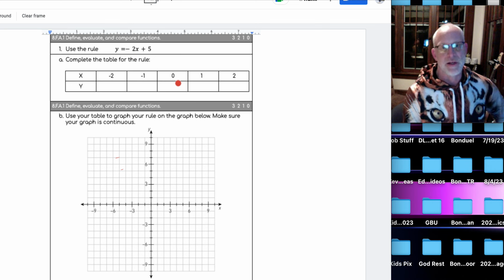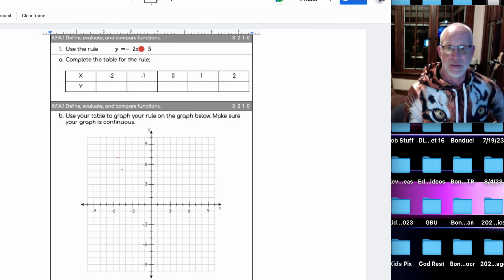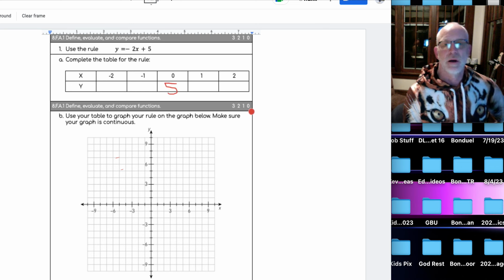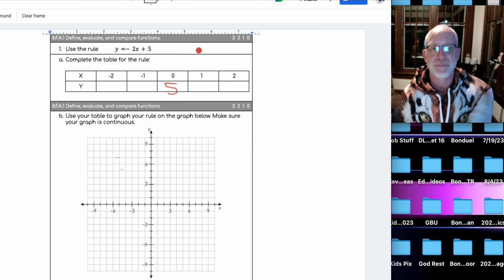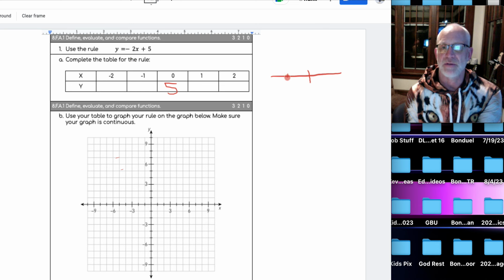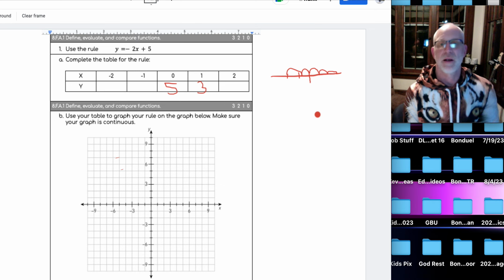I always start with 0. That seems to be the easiest. I'm going to say negative 2 times 0 is 0 plus 5 is 5. All right. Next one, I'm going to go to 1. I'm going to say negative 2 times 1 is negative 2, or 2 doubled is 2. Change the sign is negative 2. And then negative 2, think of a number line. Start at negative 2, right? And then add 5, 1, 2, 3, 4, 5. We're at positive 3.